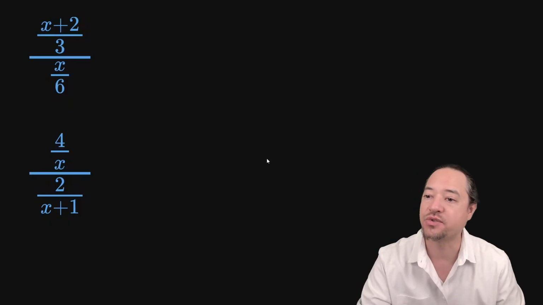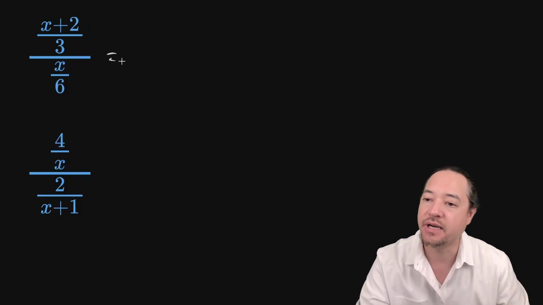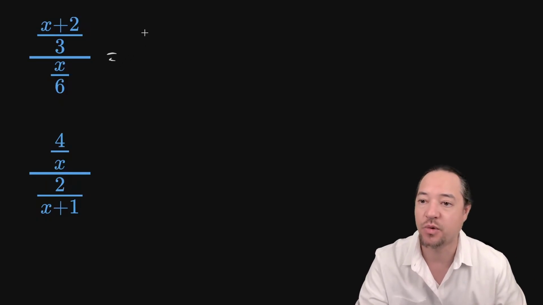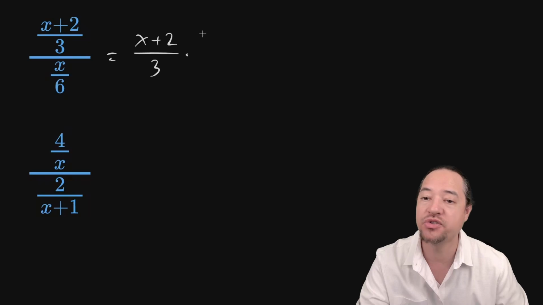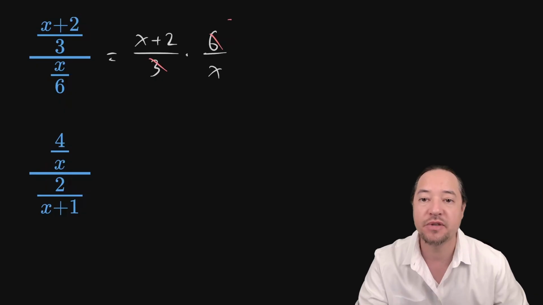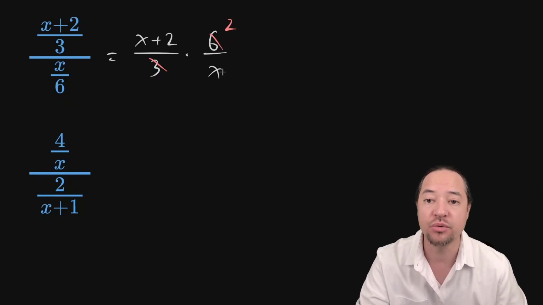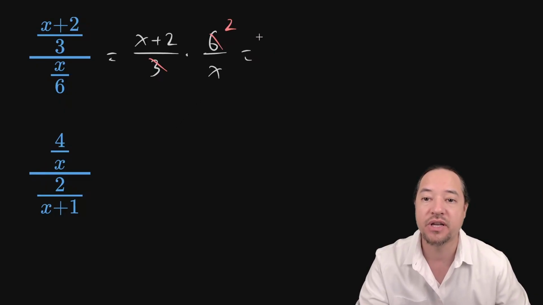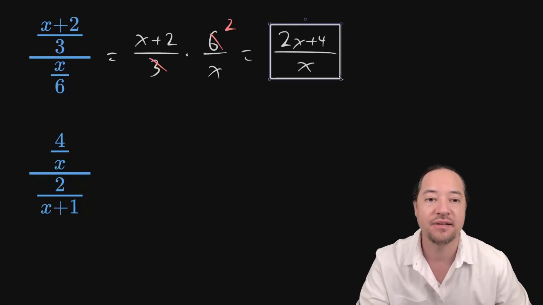All right, let's take a look at this one. I'm going to use the reciprocal method for this one. So I'll transform this into an x plus 2 over 3 multiplied by the reciprocal of the denominator. That's a 6 over x. And here we can sort of do a little simplification. This will simplify to a 2. And so I see this is going to equal then 2 times that. That'll be a 2x plus 4 all over an x.